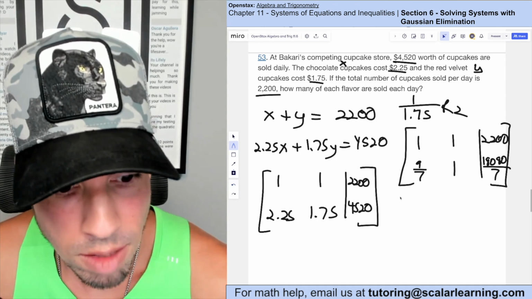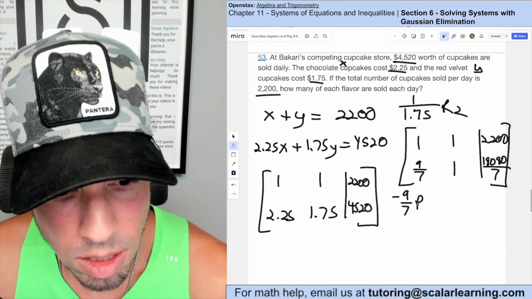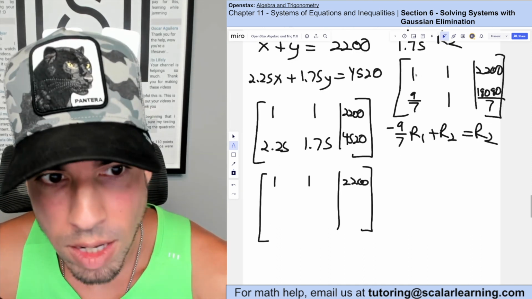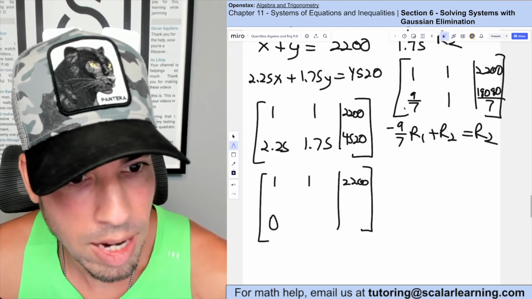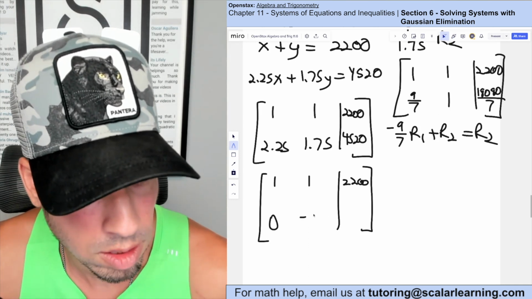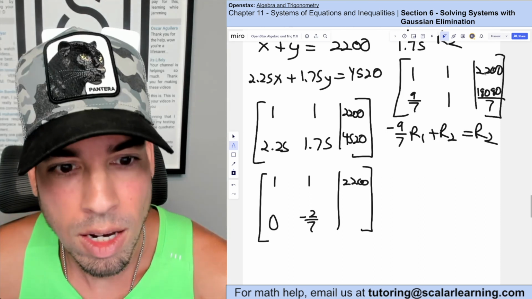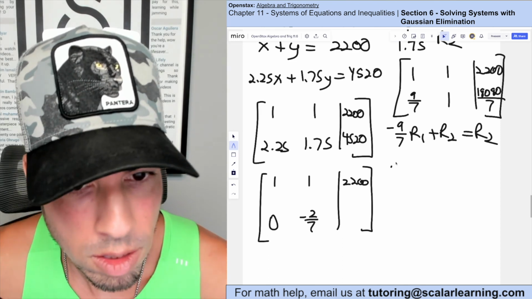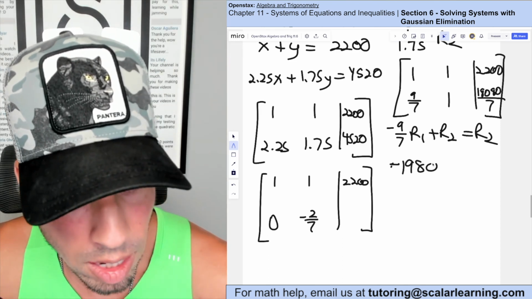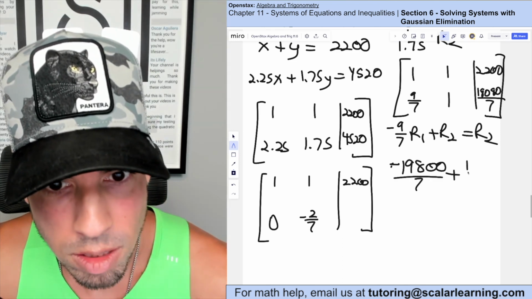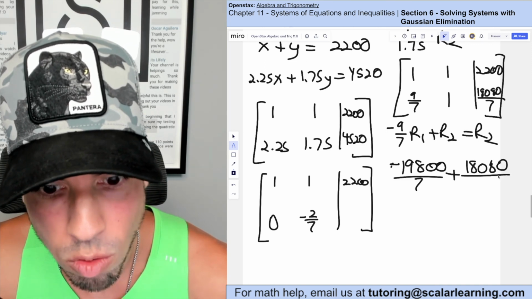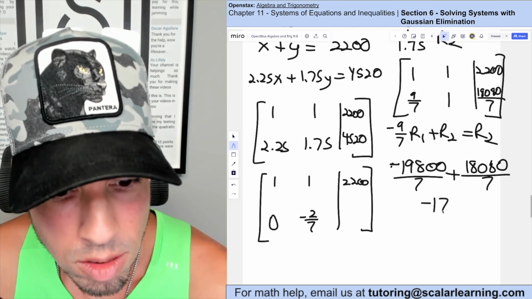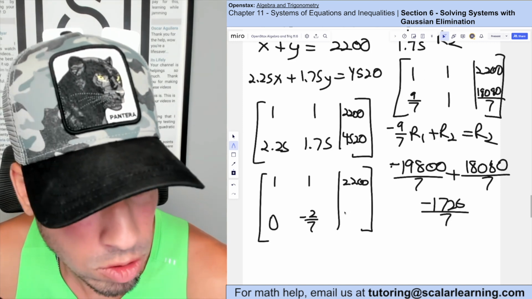First, let's flip the 9/7. So I'm going to say negative 9/7 times row 1 plus row 2 is going to give me a new row 2. So negative 9/7 plus 9/7 is 0. Negative 9/7 plus 1 is negative 2/7. And then negative 9/7 times 2,200 plus this is negative 19,800 over 7 plus 18,080 over 7. And that's going to be negative 1,720 over 7. So let's put that in here.